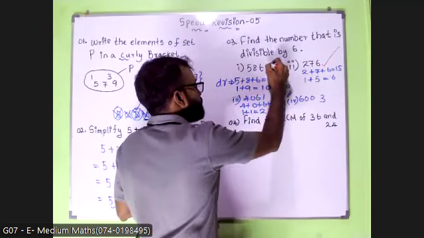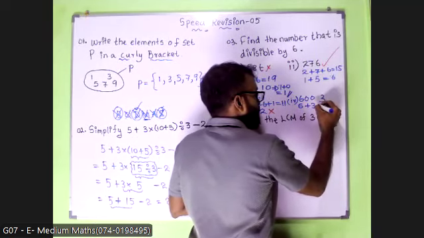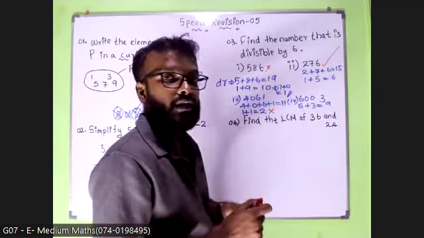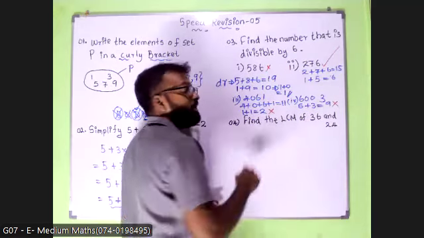6003. So 6 plus 3. What is the digital root? 6 plus 3 equals 9. So this is not divisible by 6 because the digital root is not equal to 6. Find the LCM of 36 and 24.